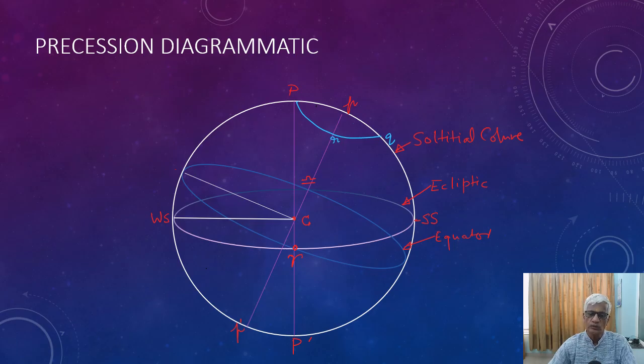Now we all know from the previous discussion that the pole small p is moving around this ecliptical pole at a very slow rate of 25,800 years through the arc PCA. And the solstitial colure also bisects the equator at 2 points called A and Q.